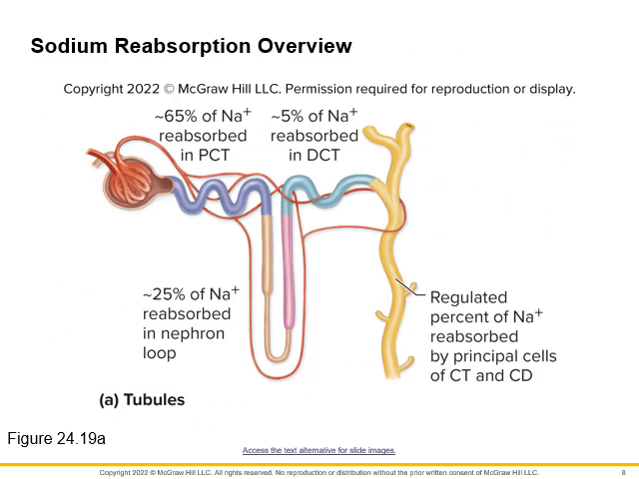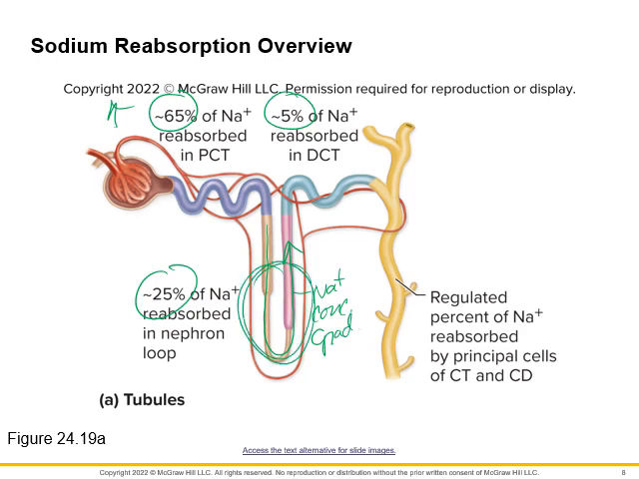This image is showing you that sodium is reabsorbed along the way through the tube system, but that the majority of sodium reabsorption is happening in the initial section, which is the proximal convoluted tubule. We're going to get into a little bit more detail about what's happening to sodium and how we're setting up a sodium concentration gradient when we start talking about this nephron loop.